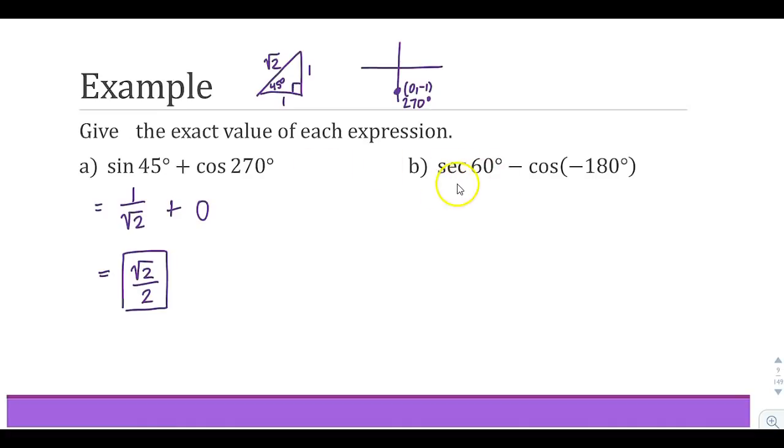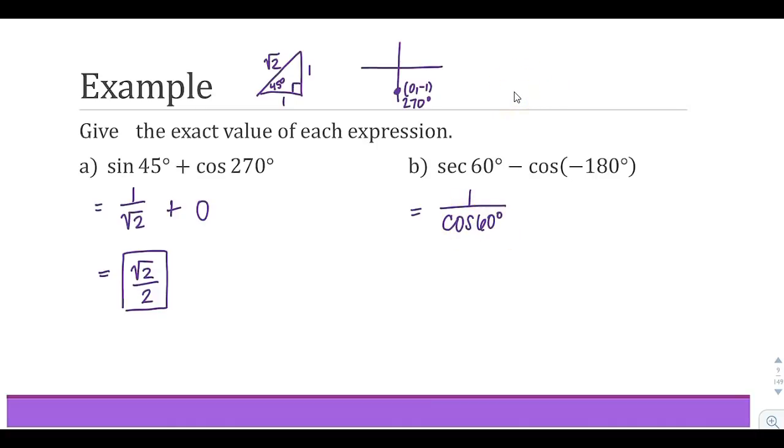For part B, I'm looking at secant 60 degrees minus cosine -180 degrees. So let's start with secant of 60 degrees. And the first thing I'm going to do is rewrite that as 1 over cosine of 60 degrees. I'd much rather deal with sine, cosine, and tangent, I have SOH-CAH-TOA, than their reciprocal functions. So first I'm going to evaluate cosine of 60 degrees.